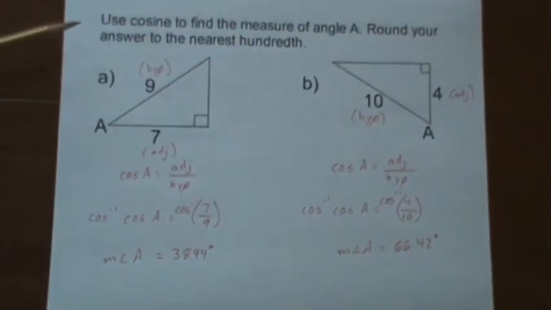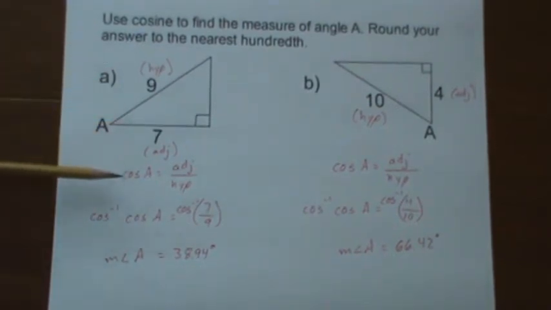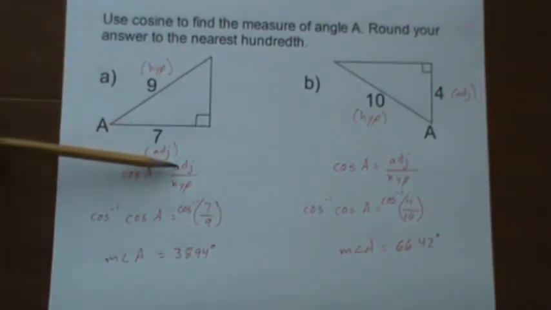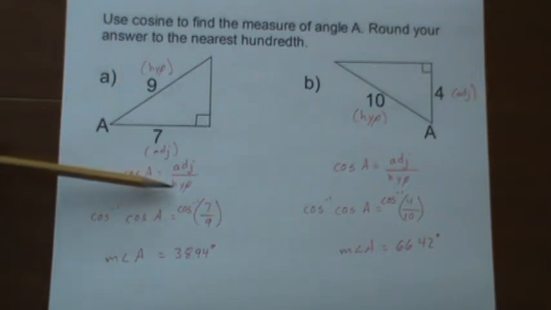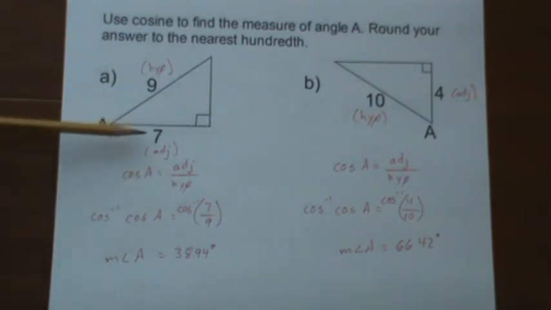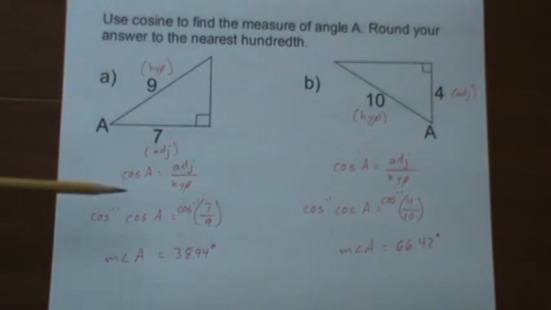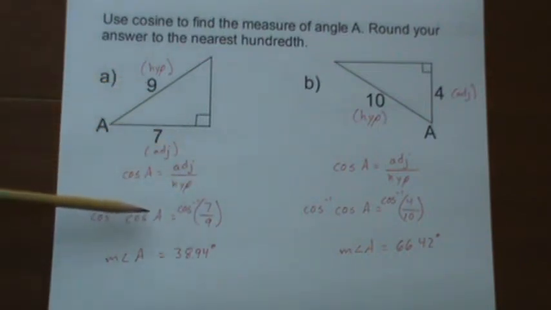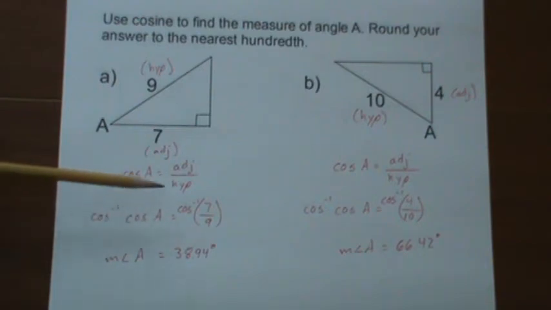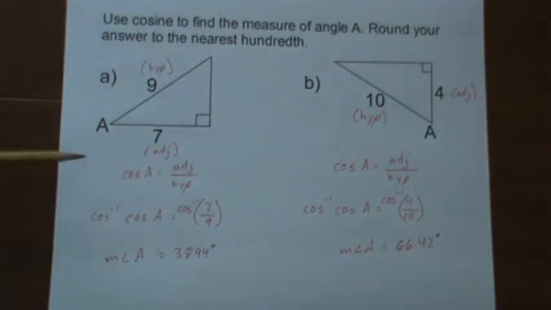So whenever we use cosine, we write down the cosine formula, which is cosine of the angle equals adjacent over hypotenuse. And in this problem right here, I labeled the adjacent side, or the 7, as adjacent, and the 9 as the hypotenuse. When I substituted, I rewrote this as the cosine of the angle equals 7/9, where 7's adjacent, 9's hypotenuse. To solve for the angle measure, I take the inverse cosine of both sides. When we write that, we write it on the left side of each side of the equation.